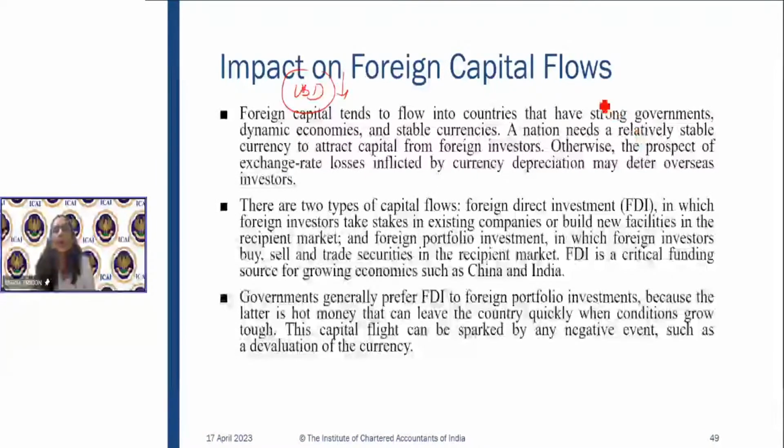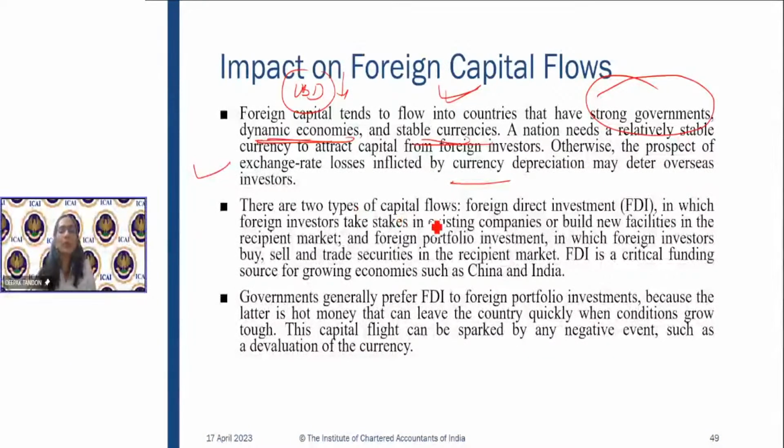So what is required? Requires strong government. You require good economic fundamentals. You require stable currency. You require foreign investors to invest in the country. Then only you will gain more capital flows.